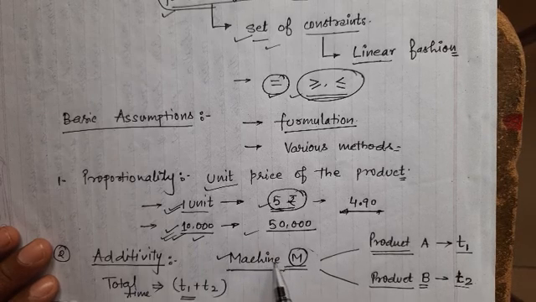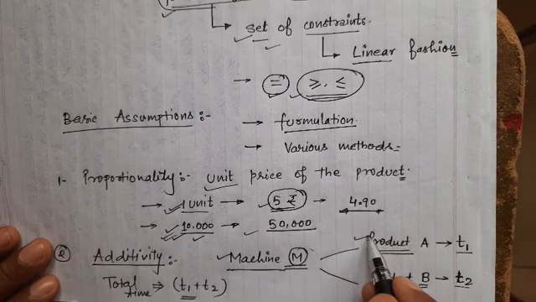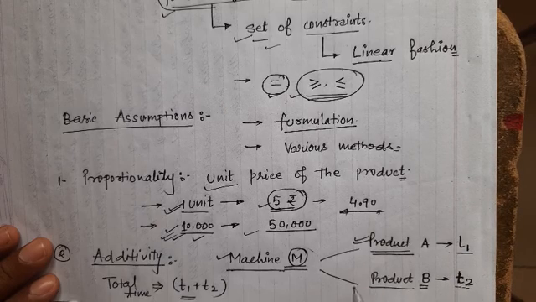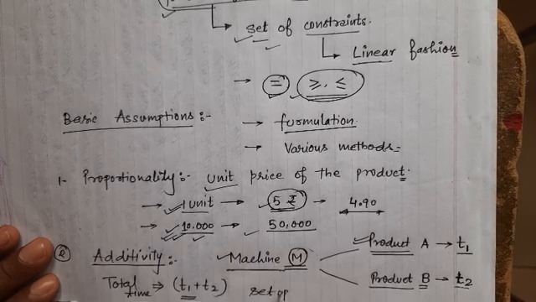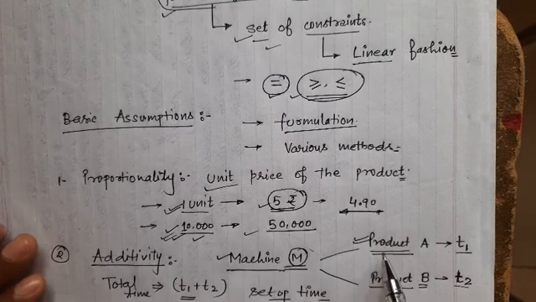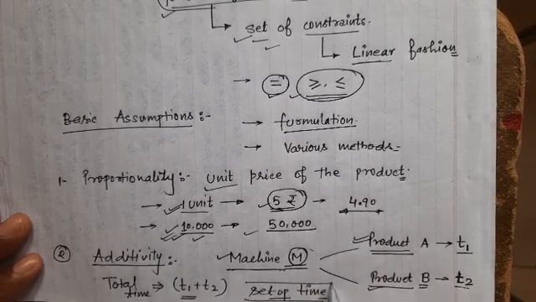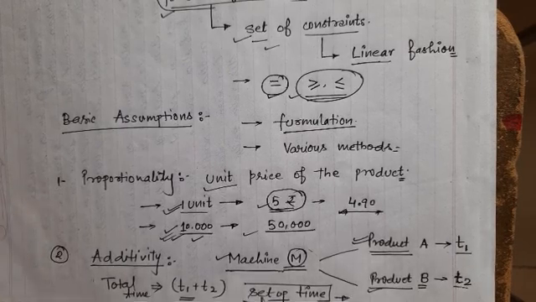If you process product B, you have to unhold this product A, remove this product A and do some setup for product B, that requires some time. We neglect those setup times, that is the setup time which is involved in the unholding of product A and the holding of product B. So that setup timing is neglected in the formulation of the linear programming problem.